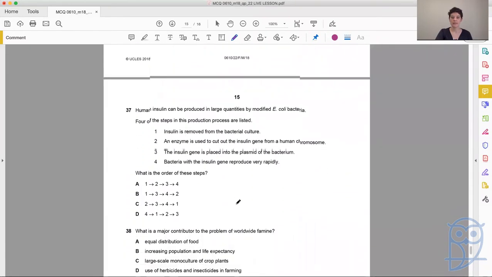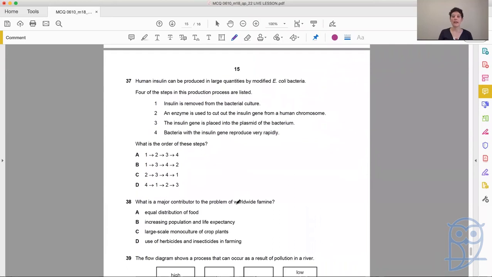Question 37. Human insulin can be produced in large quantities by modified E. coli bacteria. 4 of the steps in this production process are listed. Insulin is removed from the bacterial culture. An enzyme is used to cut out the insulin gene from a human chromosome. The insulin gene is placed into the plasmid of a bacterium. Bacteria with the insulin gene reproduce very rapidly. What is the order of these steps? So we go here and we look at them again. Removal of insulin. Well, that's going to be the last one.